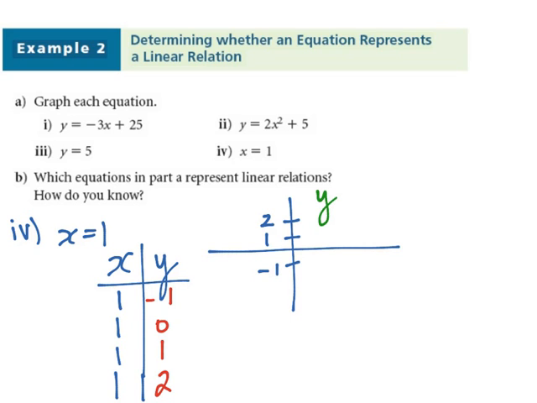Let's just graph this on your grid lines. Now let's plot these. So where's 1 and -1? 1 and -1 is here. 1 and 0 is right there. 1 and 1 is right there, and 1 and 2 is right there. And let's draw a straight line. Now this is a vertical line. It's still linear.